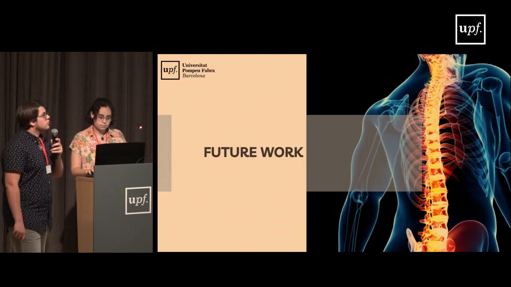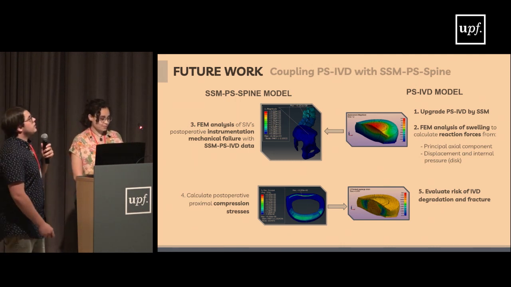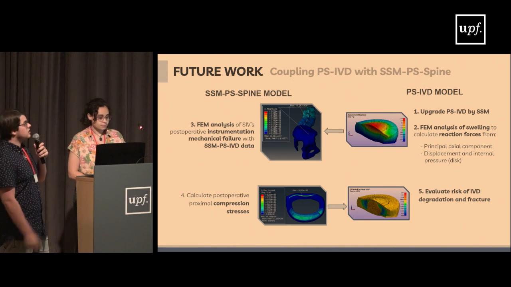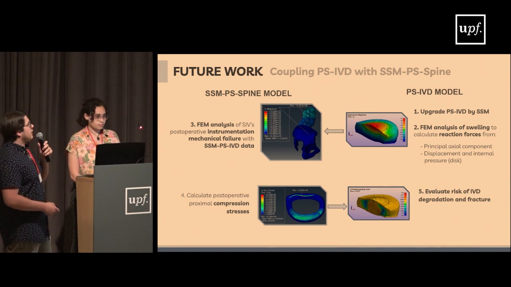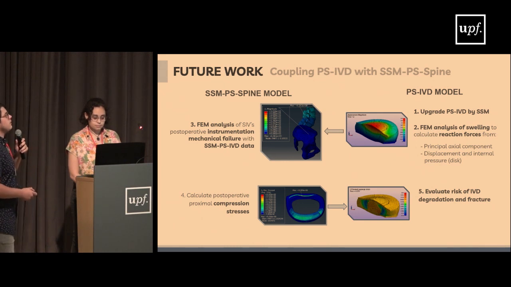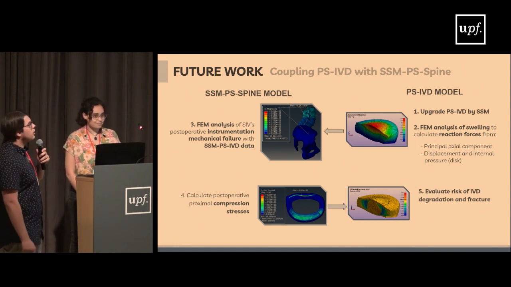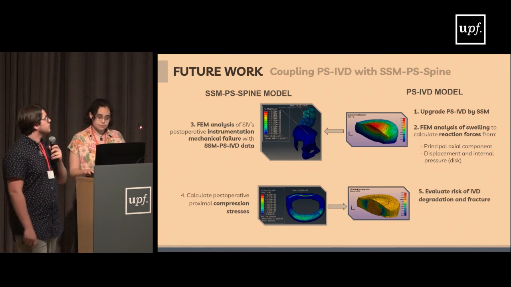And finally, the future work is our thoughts on how to couple these two methodologies. It would be to first upgrade the patient-specific IVD model by making it a statistical shape model. With that, we calculate the reaction forces on the swelling phase, so we can better evaluate the FEM analysis of the intervention by adding this data. And finally, calculate the postoperative proximal compression stresses, so we can come back to the IVD model to evaluate the risk of degradation and fracture, not just instrumental failure.